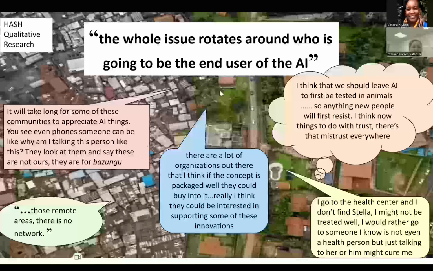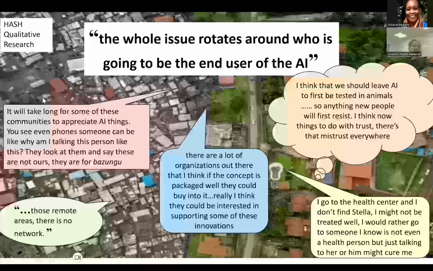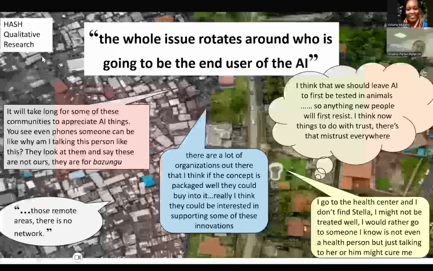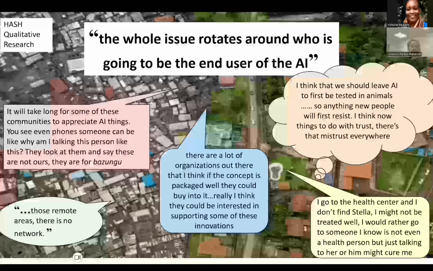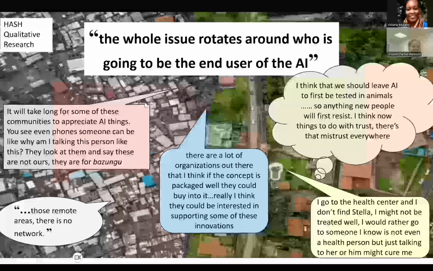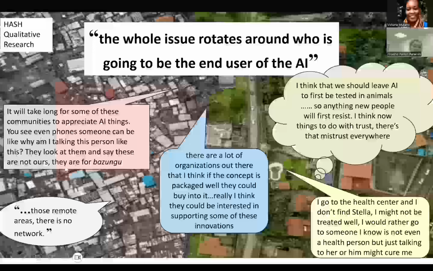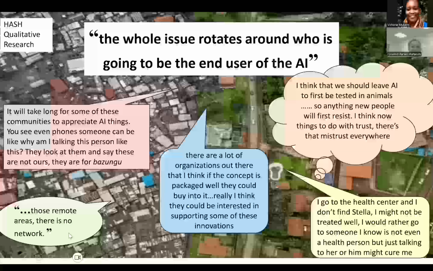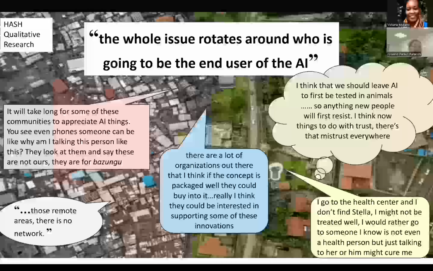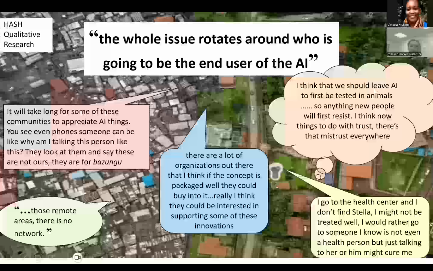So just to finish, I want to talk a little bit about some research that we did in the HASH project, where we talked to people about what they thought AI was going to do. And there were big discrepancies. Some people were saying it takes a long time for communities to appreciate AI. Some people say that these AI tools are not for us, they're for Bazungu, who are white people. People are worried that there is no phone network, so how can we even talk about internet? Why are we worrying about AI when we don't even have phones?